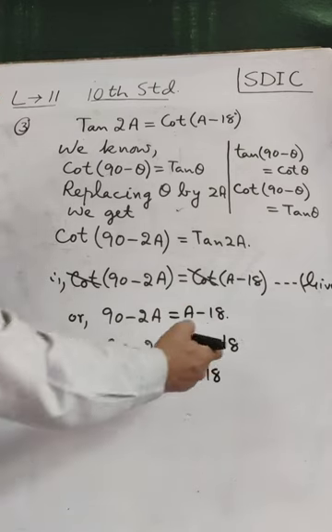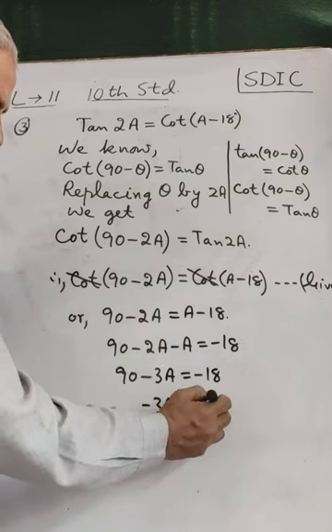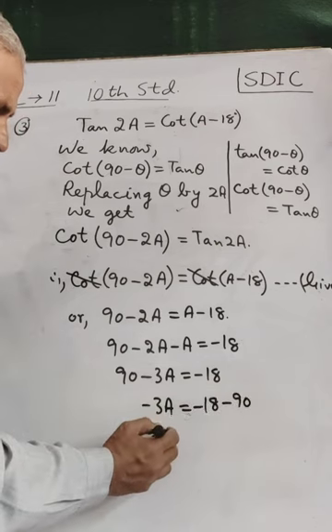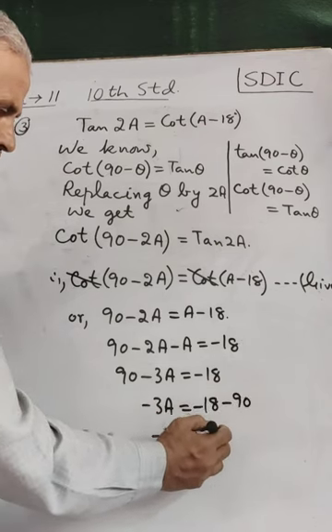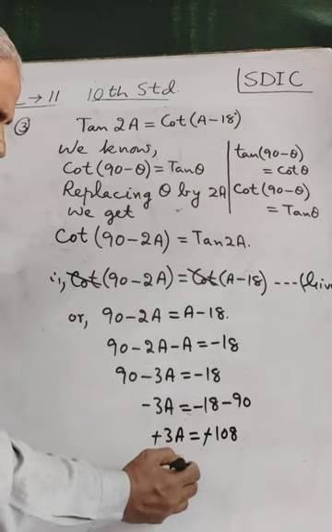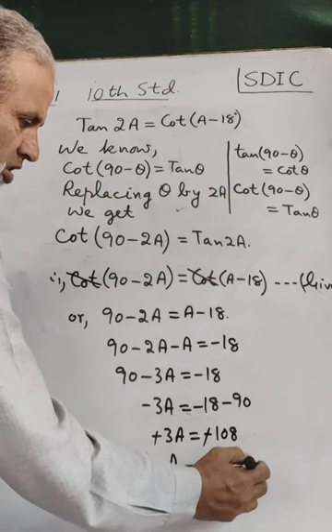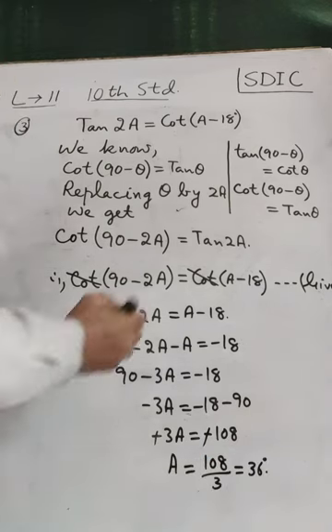Then transpose 90 to the other side. Minus 3a will be minus 18 minus 90. Minus 3a will be equal to minus 108. Minus minus will cancel. Thus a will be equal to 108 divided by 3, which is 36. This is the value of a.